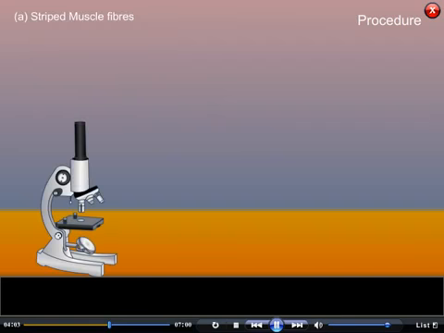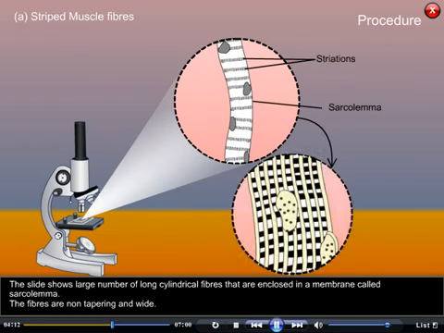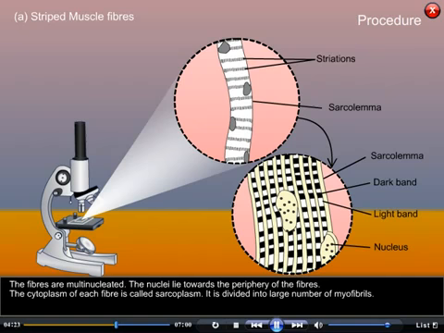2. Animal tissues. A. Striped muscle fibers. The slide shows a large number of long cylindrical fibers that are enclosed in a membrane called sarcolemma. The fibers are non-tapering and wide. The fibers are multinucleated. The nuclei lie towards the periphery of the fibers. The cytoplasm of each fiber is called sarcoplasm.